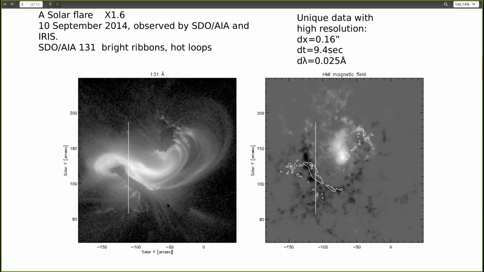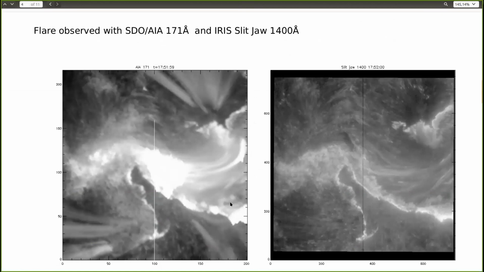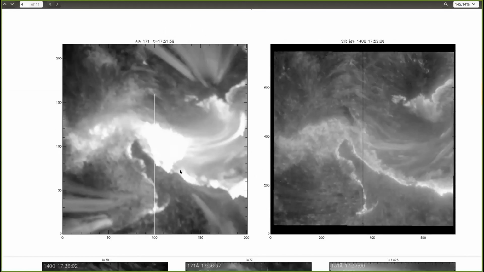So Spiro showed you this part of this event. Here are the ribbons that you saw in the previous talk. In the magnetogram here you have the reverse magnetic field lines over there, and here you have also sunspots. Now also another image from the AIA in a plasma emitting at about 1 million Kelvin. Here you have problems with saturation because it's a very bright event, so you have to be careful to take low exposure times to avoid saturation.